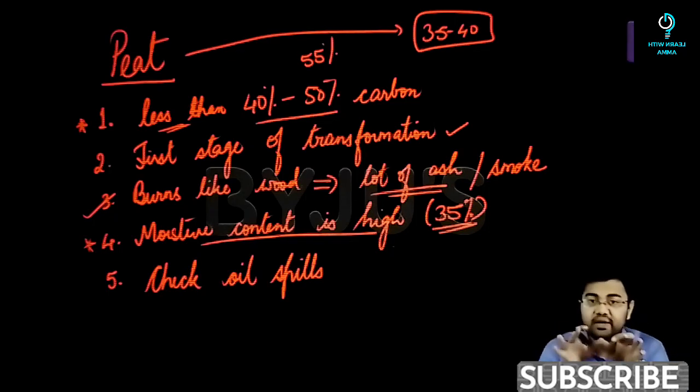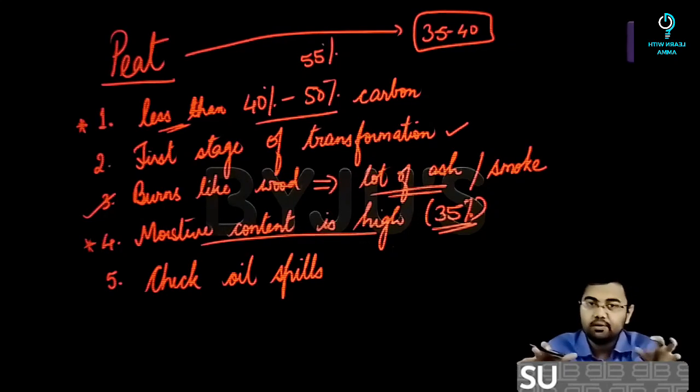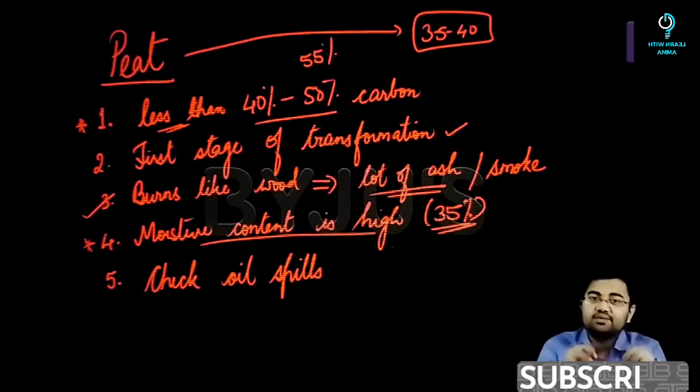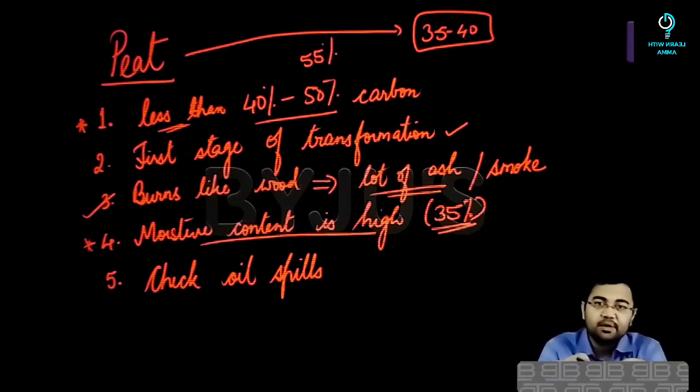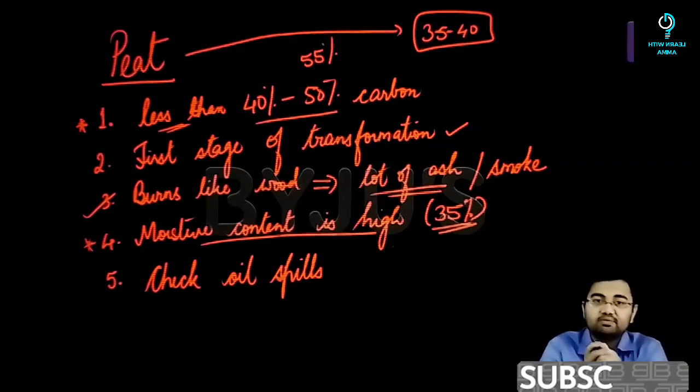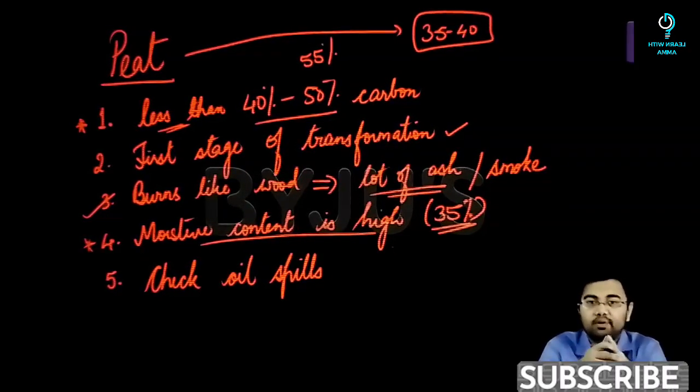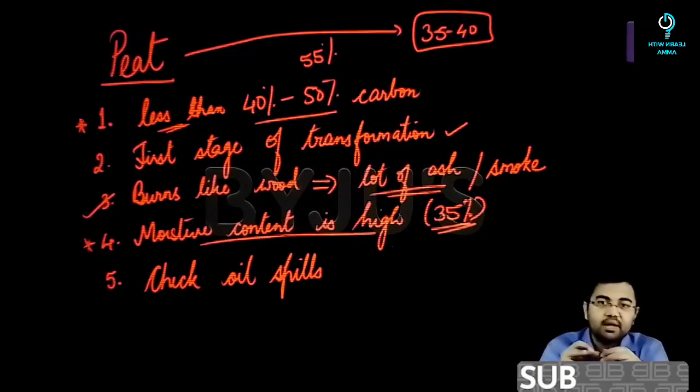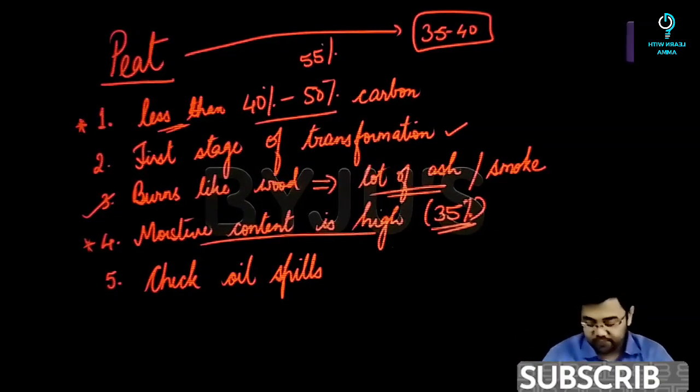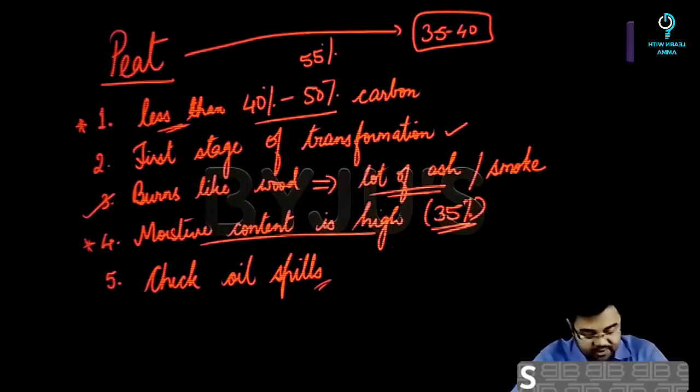So if you have an oil spill, whether it's on land or on ocean, peat acts as a very good absorbent. It is able to absorb all the hydrocarbon which is there as crude oil on the surface of land or water, and in that case it is very helpful to check oil spills.